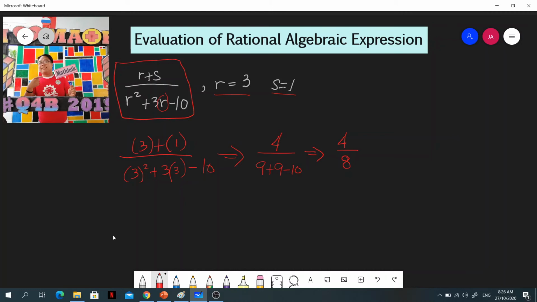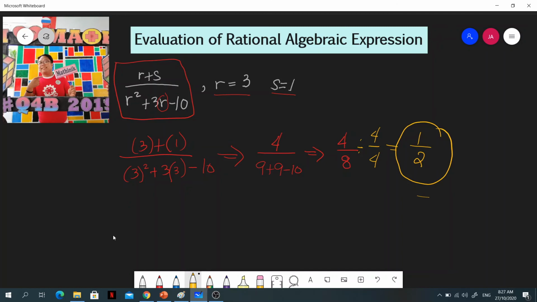So, proceed tayo sa pangalawa. Ang pangalawa natin is, tingnan kung pwede ba siyang i-lowest term. Pwede ba natin tong i-lowest term? Yes. Okay, so ano yung common factor nila? Ang common factor sa kanila ay 4. Correct. Okay, so 4 divided by 4, the answer is 1. And then 8 divided by 4, the answer is 2. So, ito yung ating sagot. If we evaluate r plus s all over r squared plus 3r minus 10, given this particular condition, we are going to obtain this answer. Okay? Ganun lang kadali ang evaluation of rational algebraic expression.